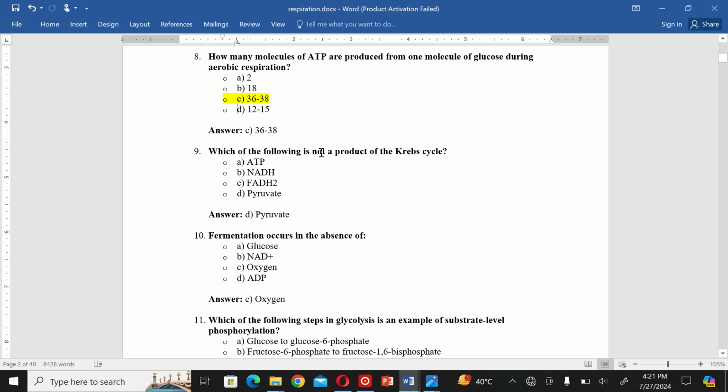Which of the following is not a product of the Krebs cycle? A. ATP, B. NADH, C. FADH2, and D. Pyruvate. So the correct option is D.